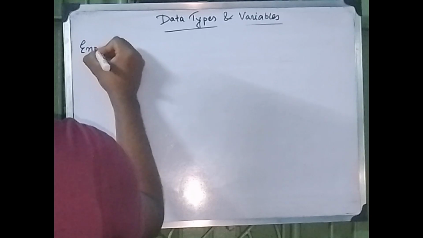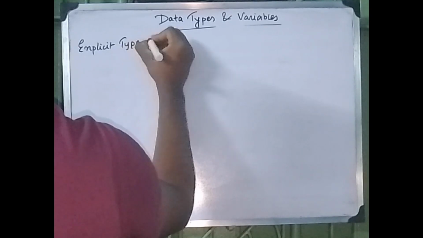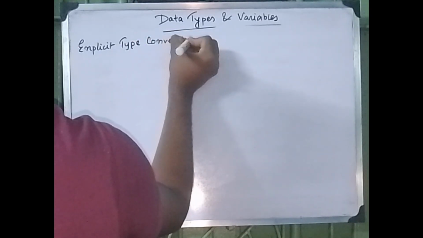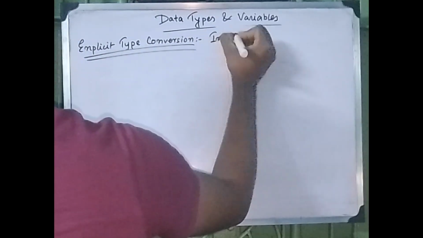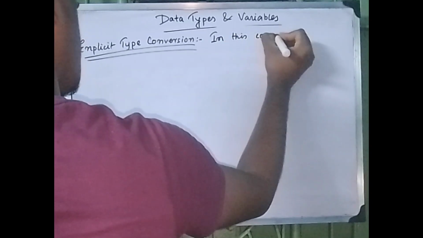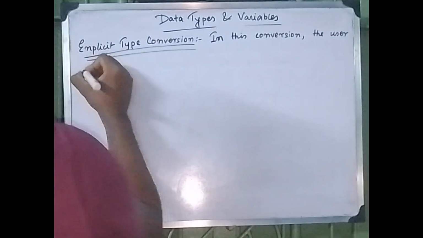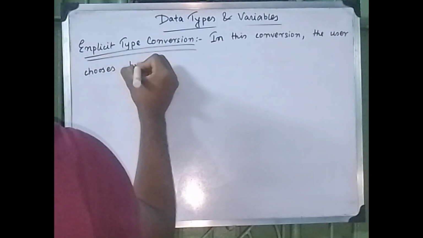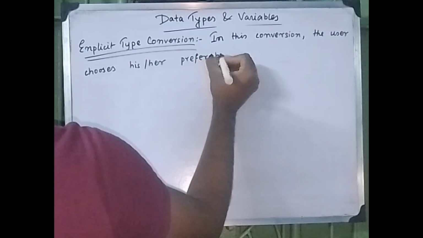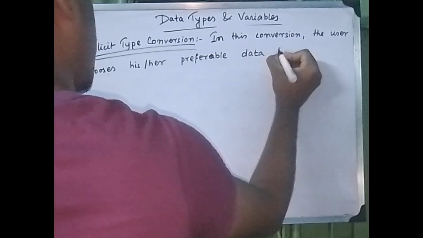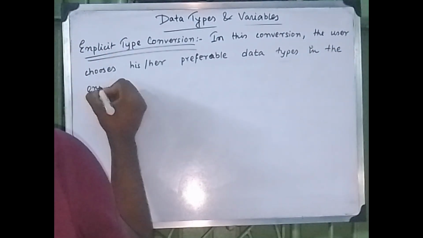Now let's understand the explicit type conversion. In this conversion, the user chooses his or her preferable data type in the mixed mode expression.